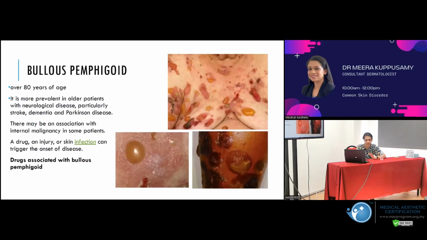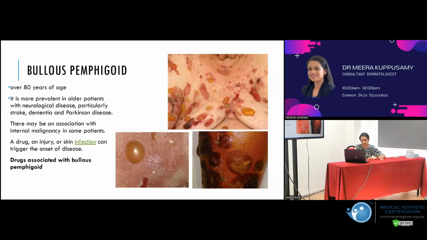Okay, this is BP, bullous pemphigoid. You see the age is also different. The age is very elderly, 80 years, 90 years old patients. Especially patients with neurological conditions like dementia, Parkinson's, or stroke, they will get this lesion. And it's not as painful as PV, but it's super itchy. And you can see the blisters are different. They are thick-walled and super shiny. And they do not break easily. Even if you push or press them a bit, they don't break.